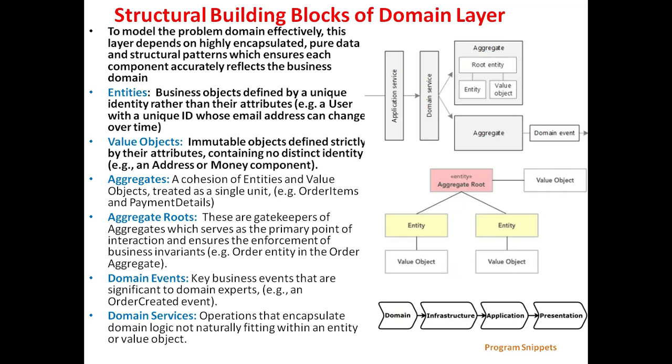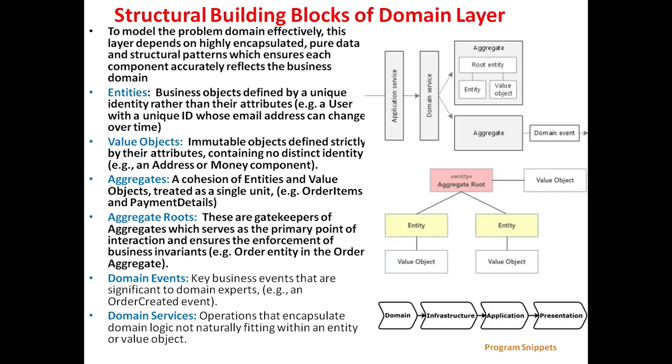Then value objects. These are the immutable objects defined strictly by their attributes, which contains no distinct identity. For example, an address or money component. Then aggregates. It is a cohesion of entities and value objects which are treated as a single unit. For example, order items and payment details.